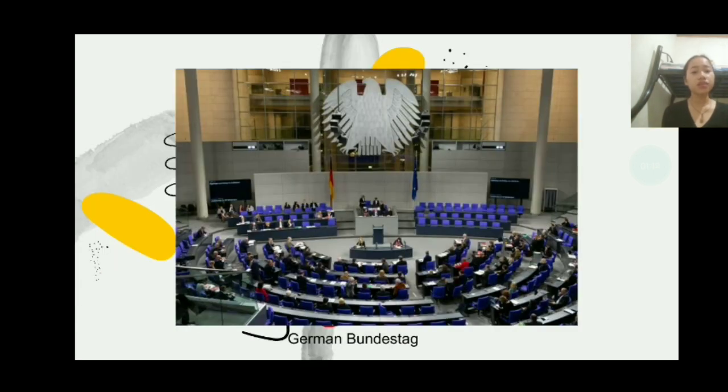So this is how the German Bundestag looks like, composed of seats and the people.